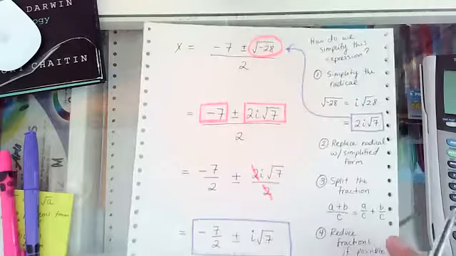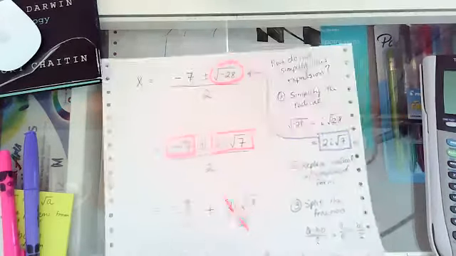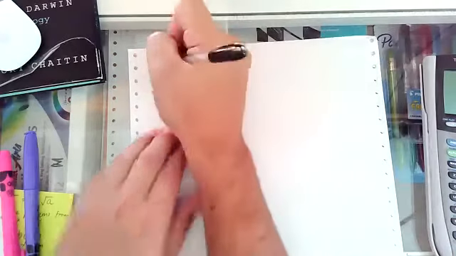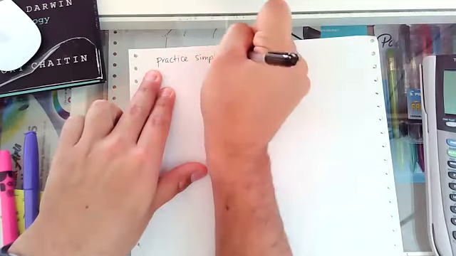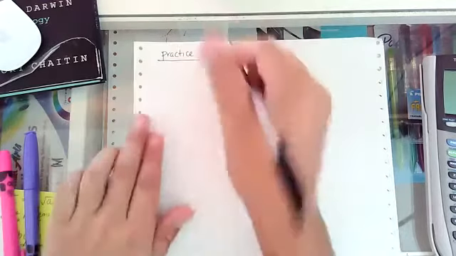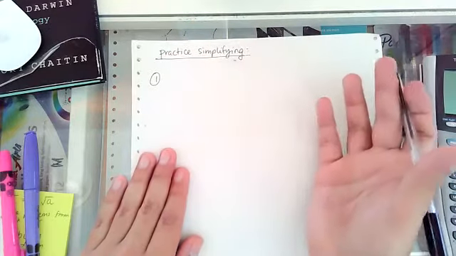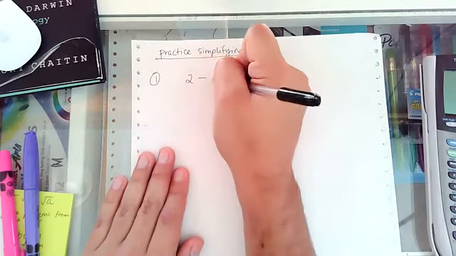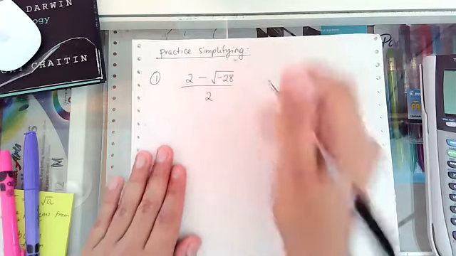Okay, let me throw one at you that should look similar. So practice simplifying. Yeah, and we just have to get used to this because when we start solving some quadratic equations, some of them have really ugly looking solutions. So we need to simplify 2 minus the square root of negative 28 over 2.